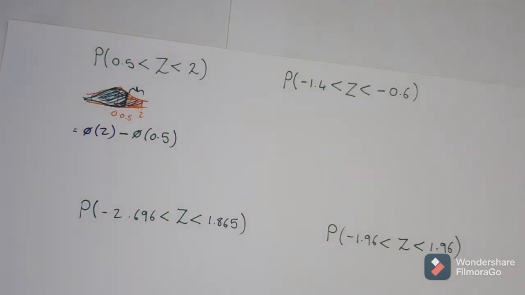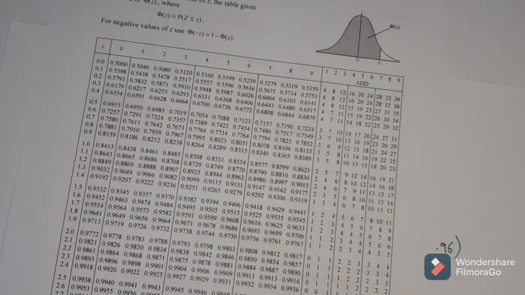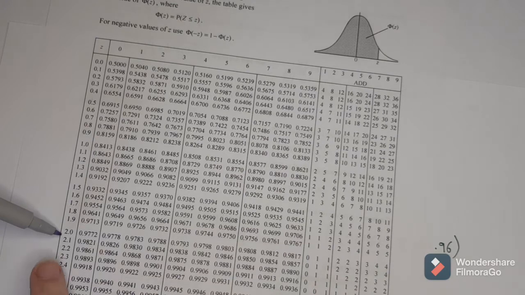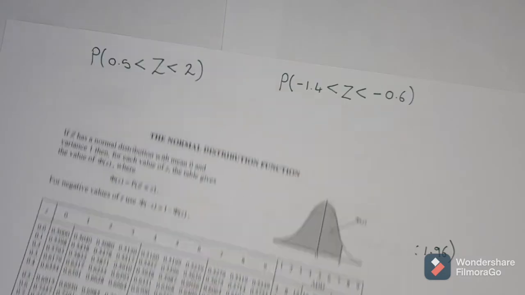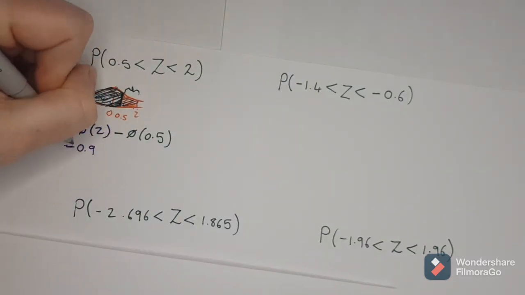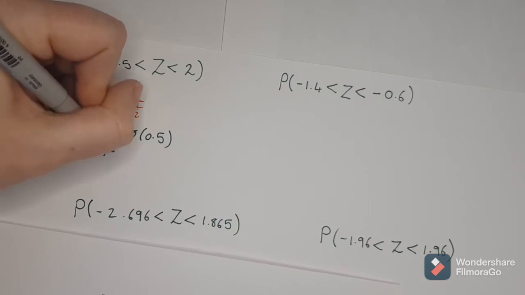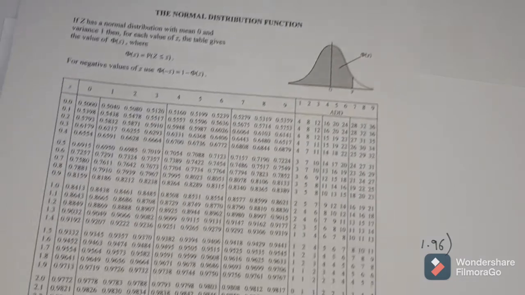Okay, so if we look on the table, I want 2 as my first value. So I find 2.00, because 2.00 is the same as 2. So there my answer is 0.9772 for my first one. So I'm going to say 0.9772 minus my value for 0.5.